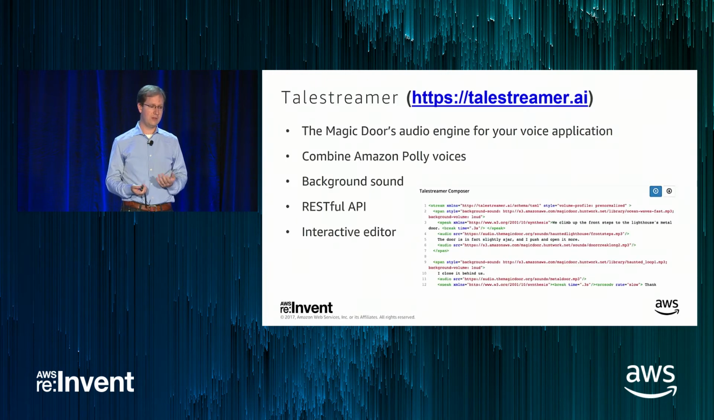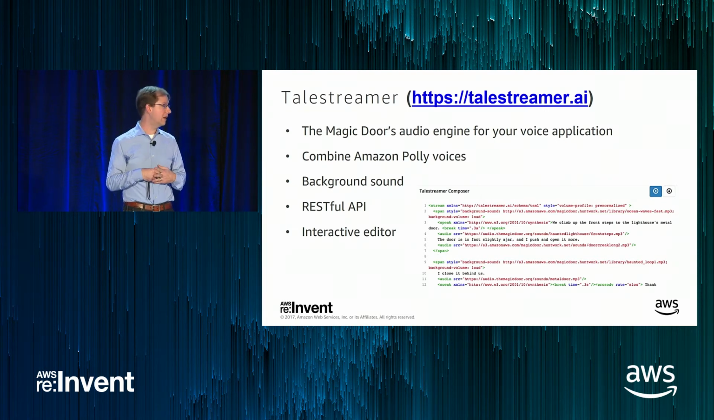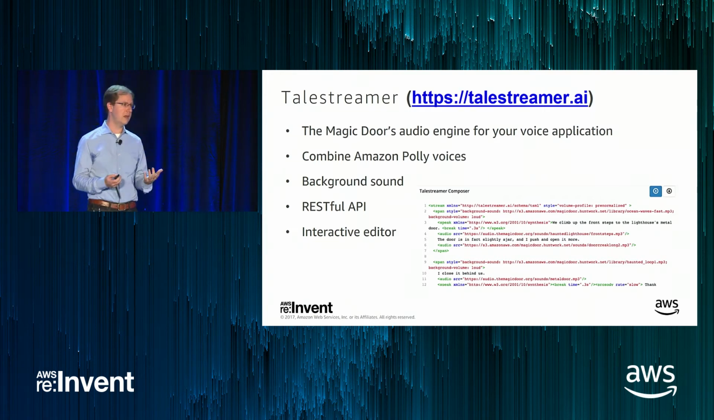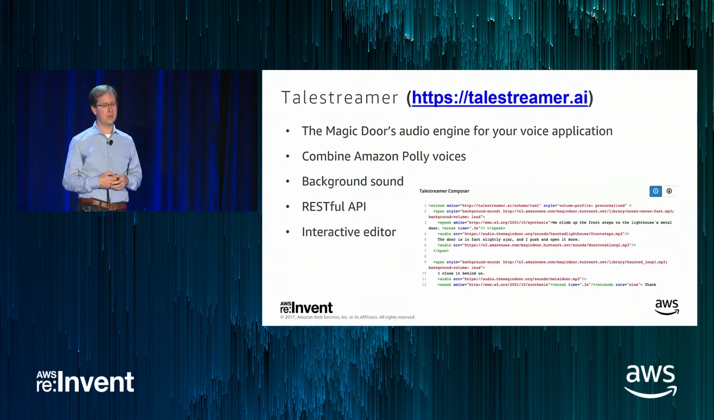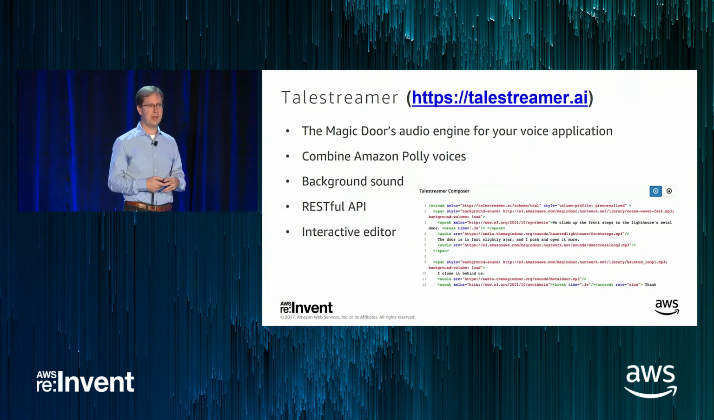And also, the other thing that we have recently done is we thought that the audio engine for the Magic Door is this reusable component that makes basically Alexa skills, generally speaking, sound better. And so we pulled it out, and it's called TailStreamer. And you can use TailStreamer to create the multi-layered background sound, foreground sound type of effect that we use in the Magic Door, and apply it to your Alexa skill or anywhere else that you want to use Polly voices or just any kind of dynamic audio application. It has a RESTful API and also an interactive text editor, so you can create audio files on the fly or through an API.